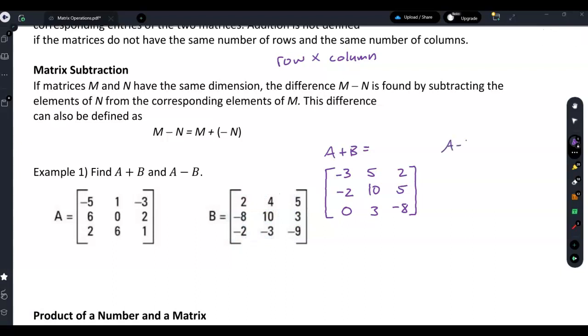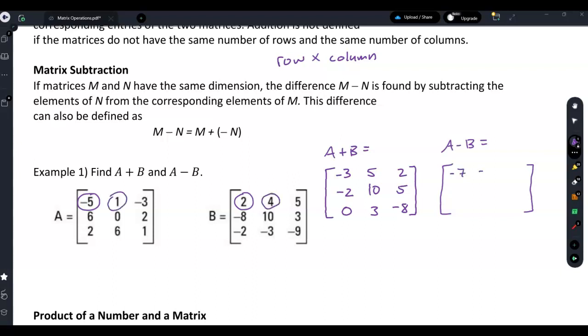And then subtraction is going to be similar. They have to be the exact same dimensions. In this case, 3 by 3. So my answer is going to be a 3 by 3. And I'm just going to subtract. So again, I'm just going to do this row by row, but it doesn't really matter what order you choose to do it in. So this would be -5 minus 2, which is -7.